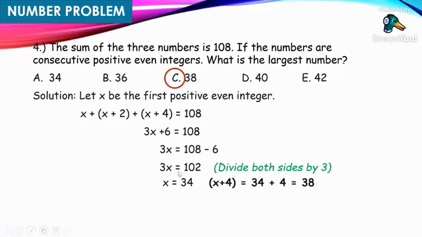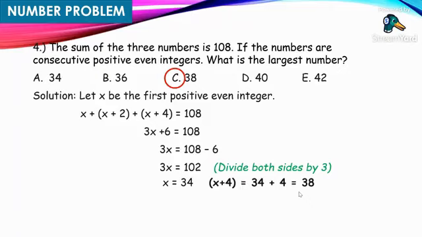Yung 34 po is the smallest number, kasi siya lang po yung si x natin, first positive even integer natin. Siya po yung pinakamaliit. So, what is the largest? That is x plus 4. So, x plus 4 would be 34 plus 4. That is equal to 38. Tama po. The correct answer po is 38.